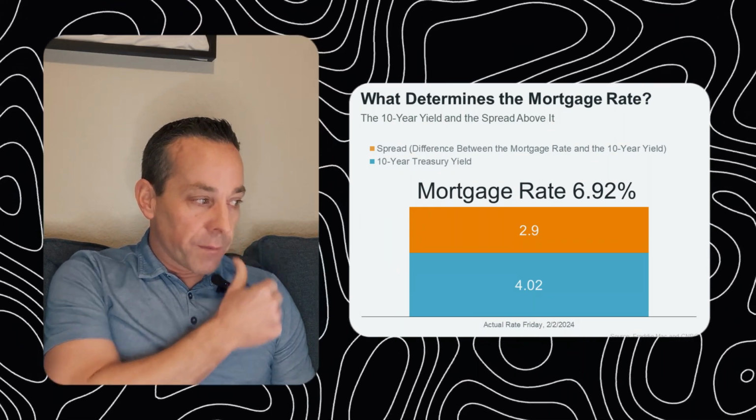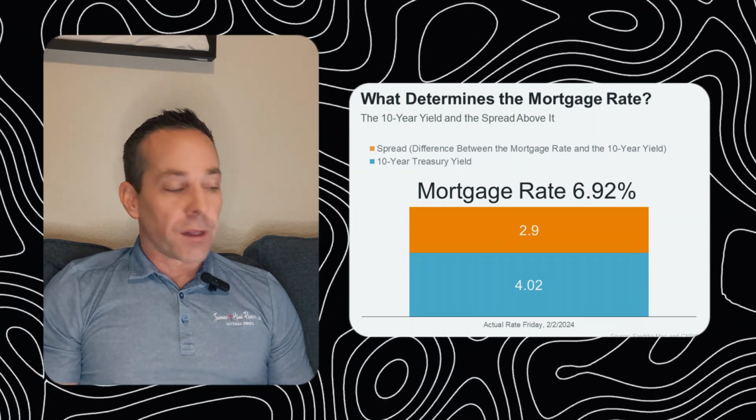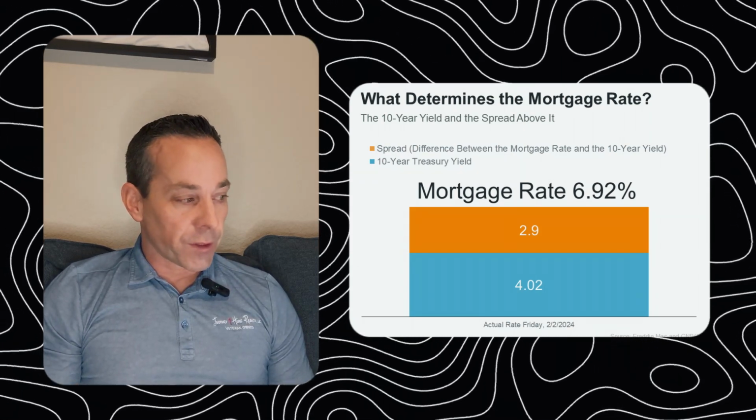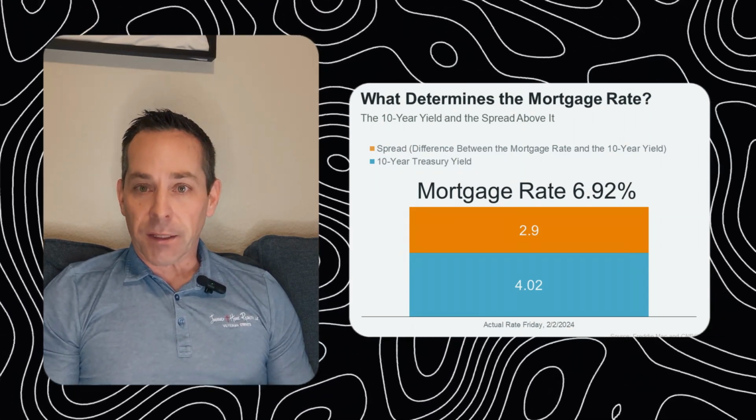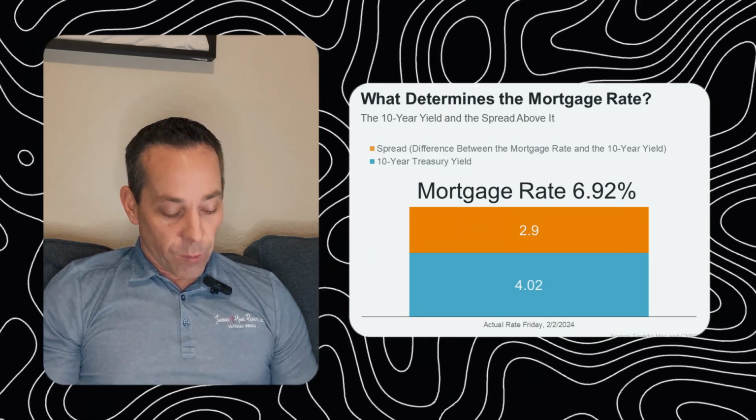And then the 10-year Treasury yield. On the 2nd of February this year, it was 4.02. The spread was 2.9. That's how you get the 6.92 on the mortgage rate. So let me break down the definitions, the experts' definitions of the spread and the 10-year Treasury yield for you.